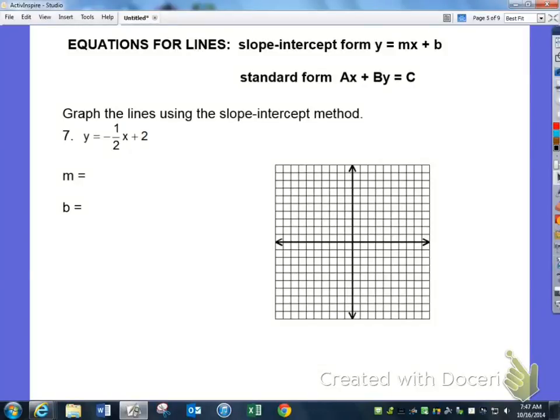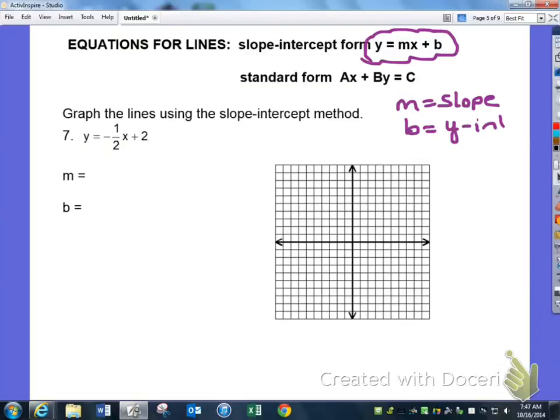Okay, the next part of this lesson is graphing equations of lines. There are two forms of the equation that we've talked about in Algebra 1. That would be slope-intercept form, which is y equals mx plus b. You should be really familiar with that. Remember that m stands for slope and b stands for y-intercept.